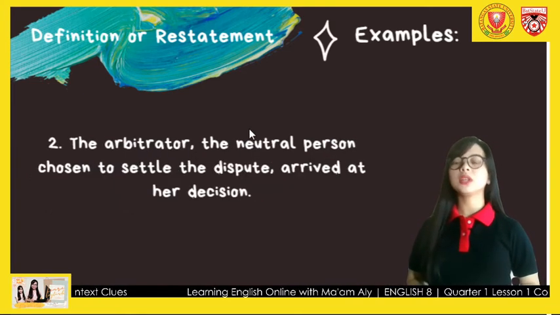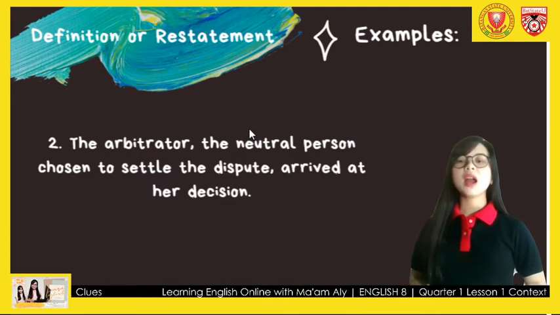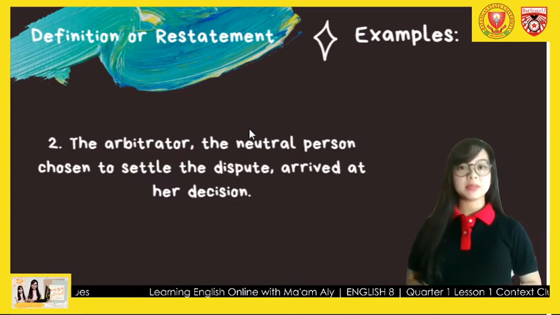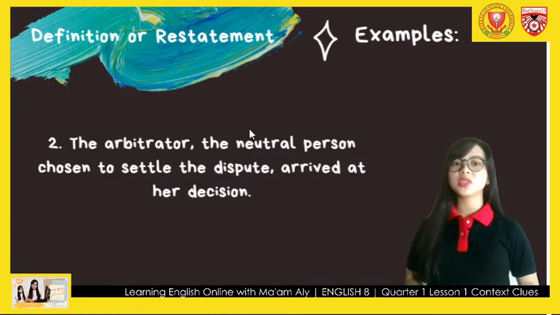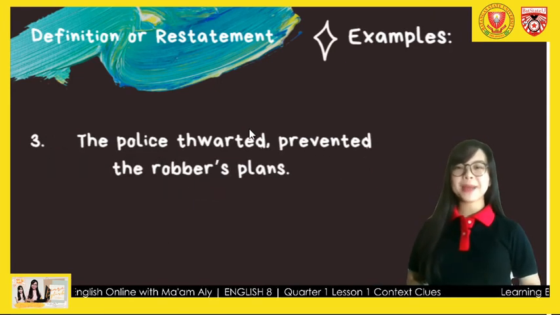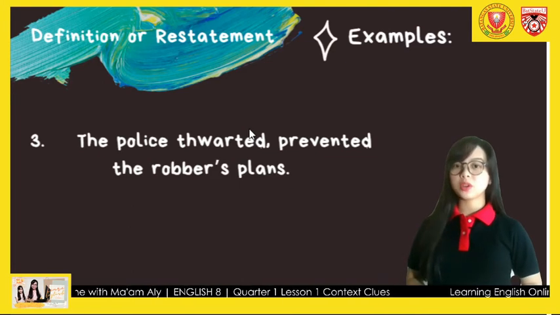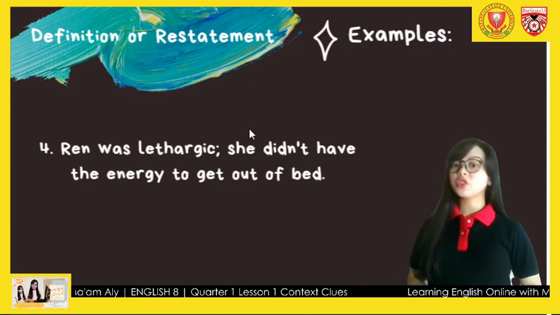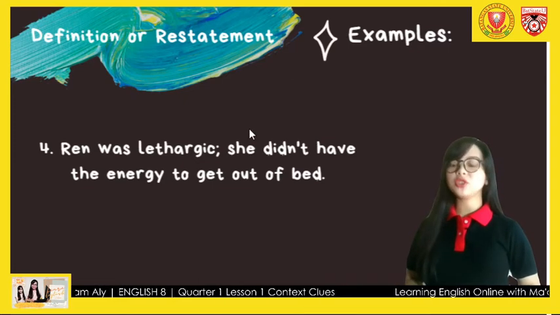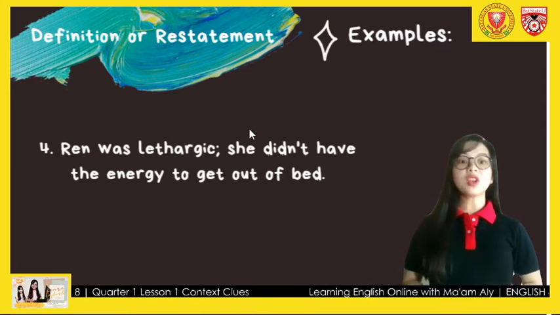Second example. The arbitrator, the neutral person chosen to settle the dispute, arrived at her decision. The meaning of the word arbitrator is the neutral person chosen to settle the dispute, which is after the comma. Third example. The police thwarted the robbers' plans. The word thwart means prevent. Fourth, Ren was lethargic. She didn't have the energy to get out of bed. Lacking energy or enthusiasm is what lethargic means.